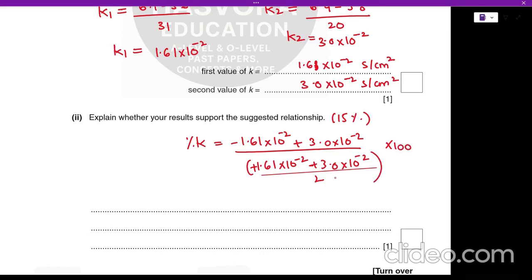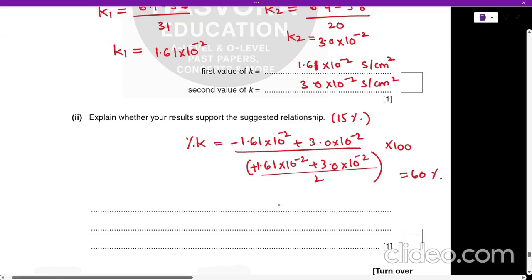So now let's calculate the percentage difference. 1.61 into 10 power minus 2 plus 3 into 10 power minus 2 divided by 2, and then 3 into 10 power minus 2 minus 1.61 into 10 power minus 2, then divided by the average of these two values, and then into 100. So the answer comes out to be 60%.